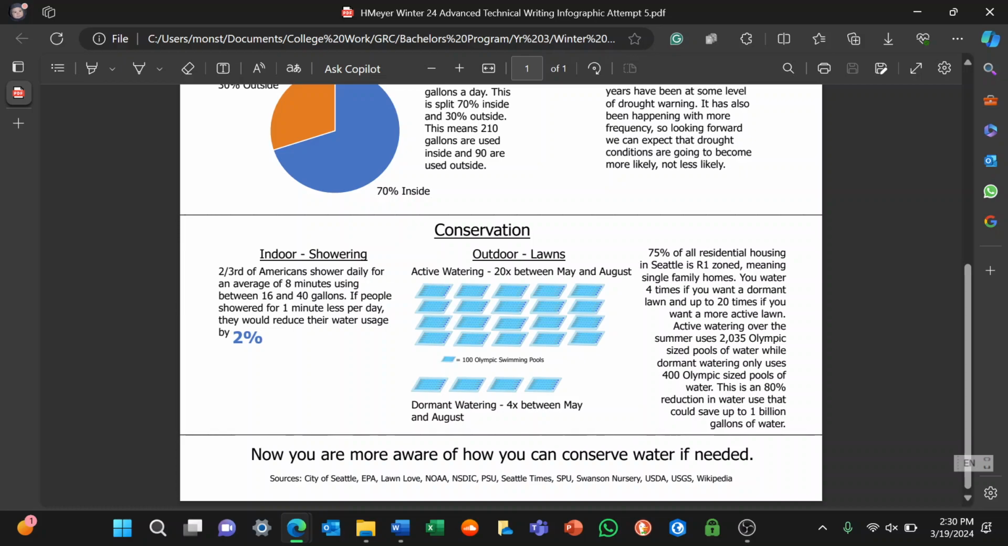So you can just really imagine how much less water you'd be using if even half the people switched from 20 times per summer to even 10. That would still cut it in half.